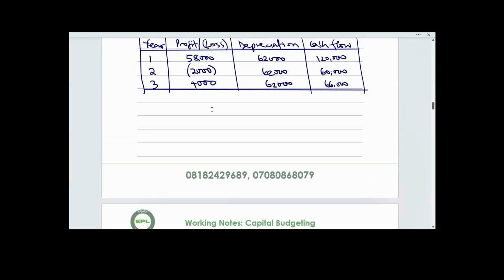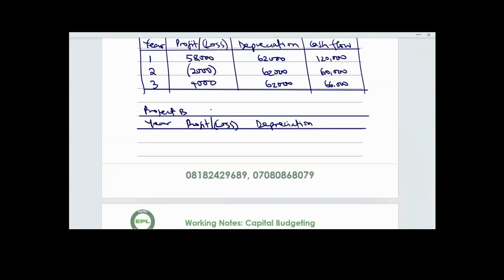Let's do for project B. So here, profits or loss, annual depreciation, then the cash flow that we are looking for. Year one, year two, then year three.